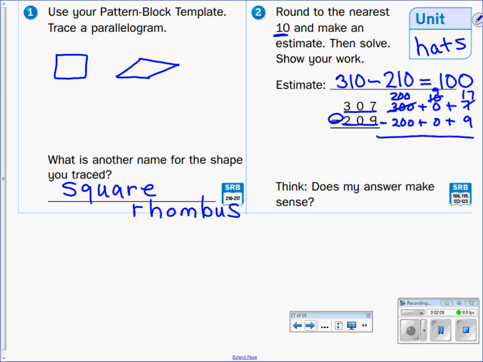I have 17. So 17 minus 9 is 8, plus 9 minus 0 is 9, and then I guess we should have put 90. And then 200 minus 200 is 0. So my answer would be 90 plus 8, which comes out to 98. I guess that my estimate was 100, so does it make sense? Yes, it makes sense, and it makes sense because it is close to the exact.